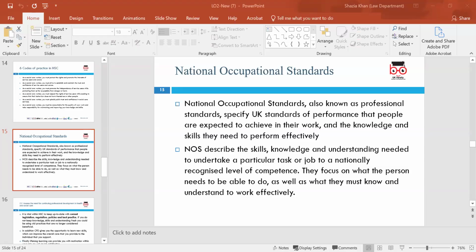Why do you think it's really good that you have the training? Why do you think you need to have a sufficient amount of training, especially in health and social care? Faustina, why do you think it's important to be trained?